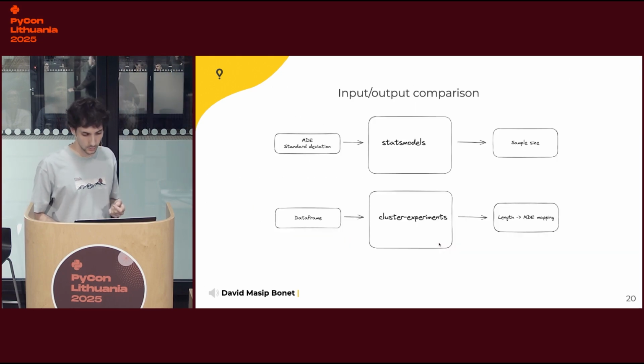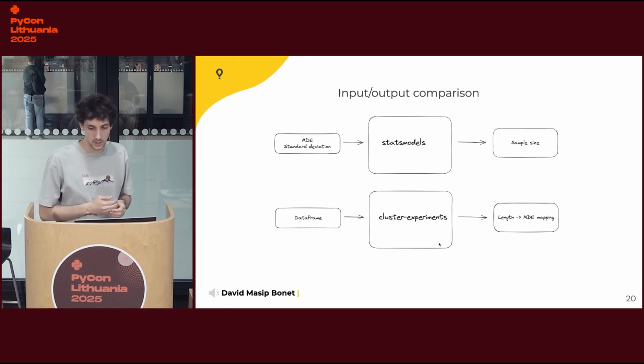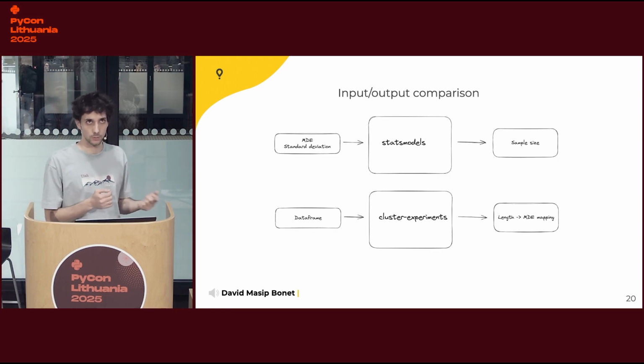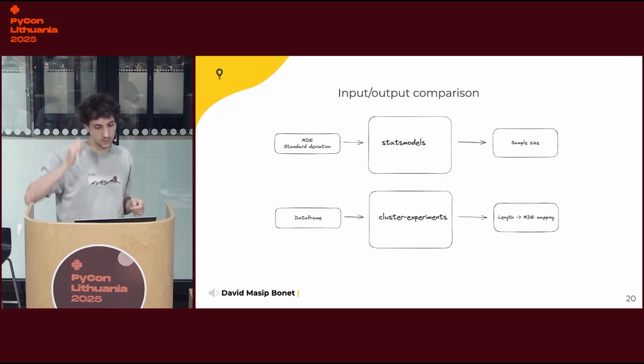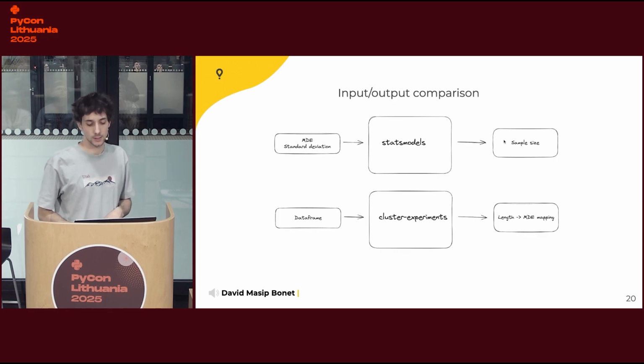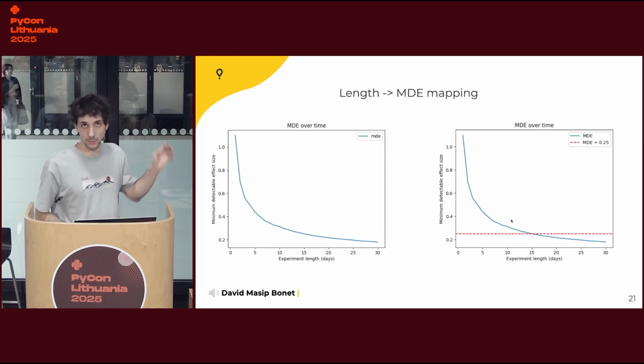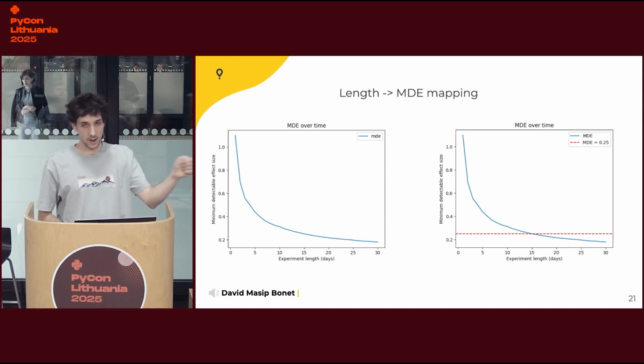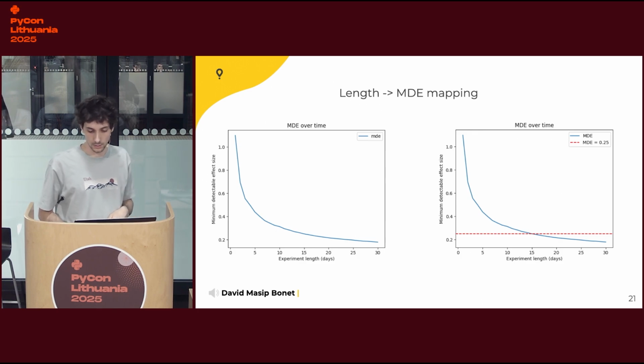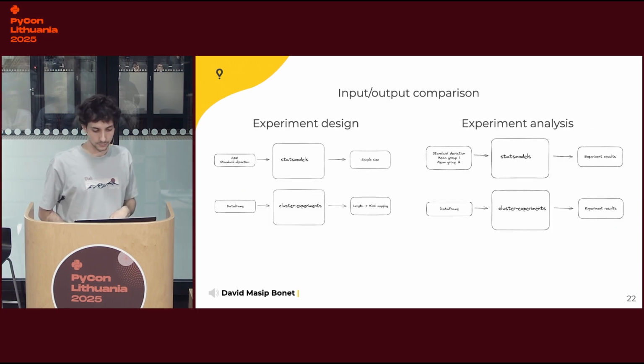So what you need to notice here is that the input and output of both libraries is slightly different. In statsmodels, you need to include the standard deviation, and it will give you the sample size. In these cluster experiments, you need a data frame with historical data, and it will give you this mapping. And once you have this mapping, you do what I told you before: essentially pick an effect and return the experiment length.